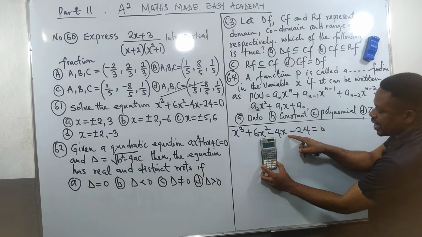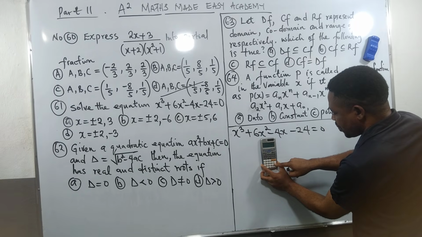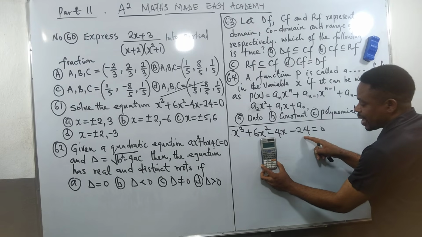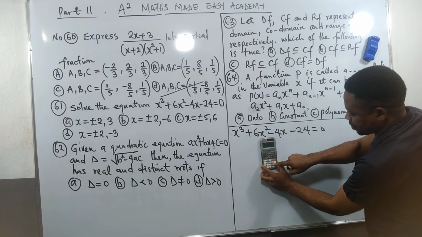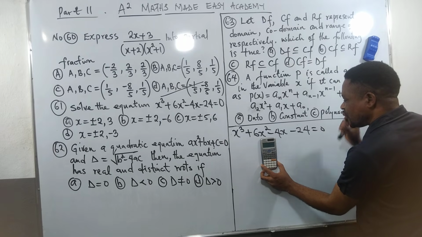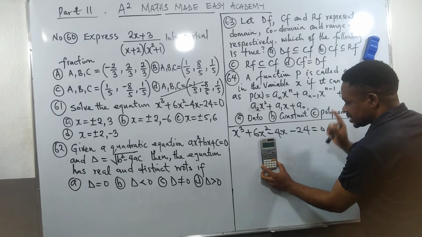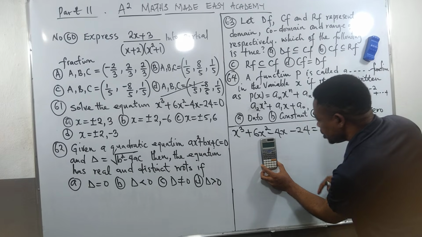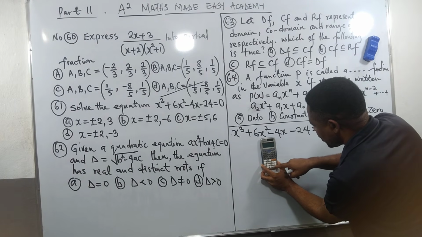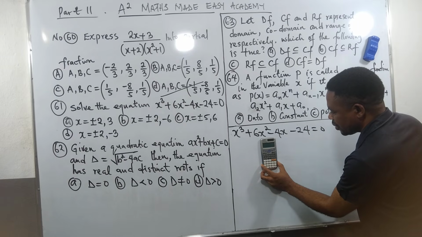What's the coefficient of x here? Minus 4. I'll punch minus 4, then equal to. And what is the constant? Minus 24. I will punch minus 24, then equal to. I have keyed in everything. The next thing is to punch equal to. The first answer will appear, which is minus 6. Punch another equal to. The second one has appeared, which is 2.